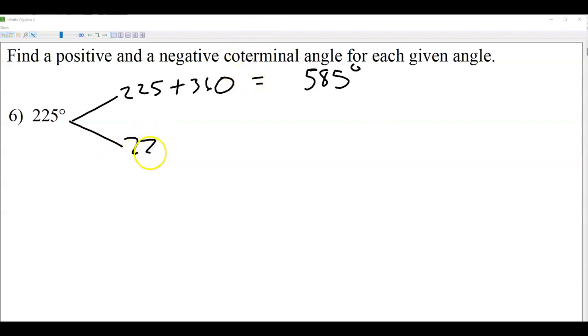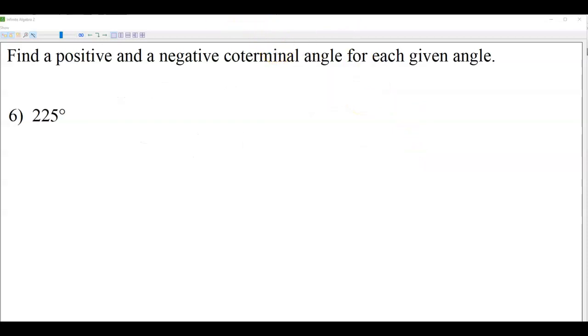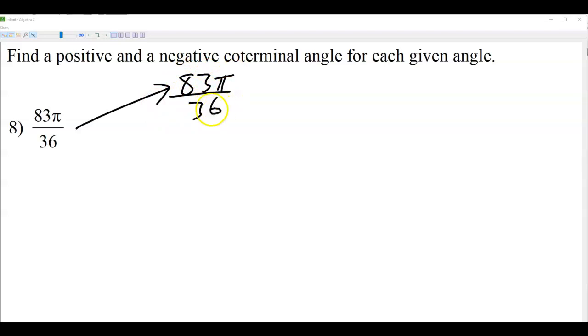Likewise, you can create another coterminal angle by subtracting 360, which would be like rotating in the opposite direction. So 225 minus 360 is negative 135. So now I've got one positive and one negative coterminal angle. Right. So that's how we find coterminals in degrees. But what about with radians? Well, when it comes to radians, instead of adding 360 or subtracting 360, we add 2 pi or we subtract 2 pi.